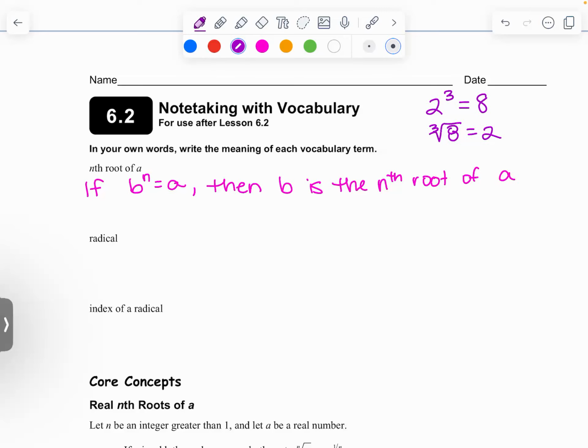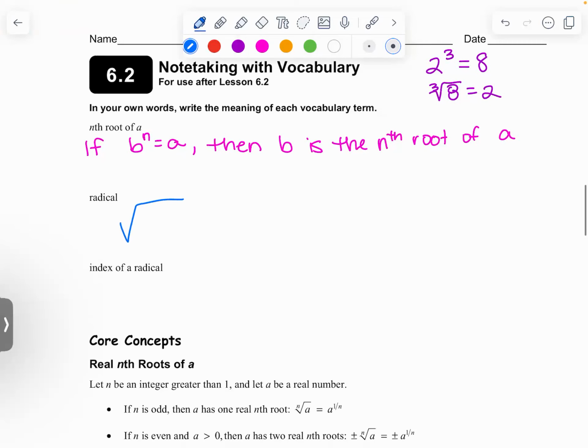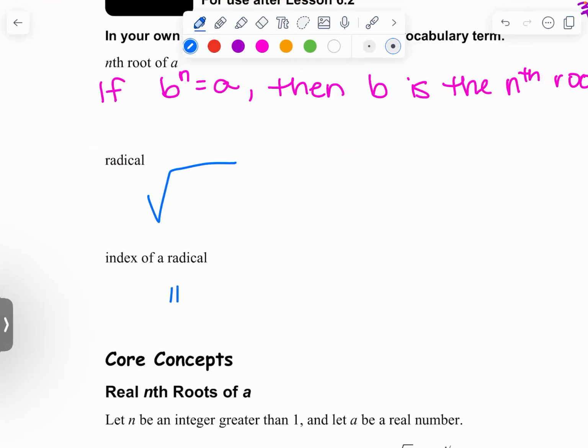Now, this is called a radical. And if there is a number right here, that's called the index of the radical. So we could have the cube root, or the 4th root, or the 5th root, or the 6th root, or lots of other things. When we have a square root, we do not put a 2 there. But we will put any other number.